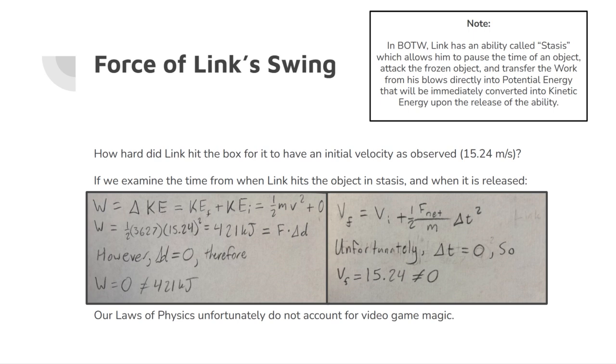So to find how hard Link hit the box, or how hard Link swings the Master Sword, we can examine the time from when Link hits the object in stasis to when it's released in two separate ways, which I have done, and neither of them gives us a clear answer due to the fact that this magical ability does not allow the passage of time and therefore does not allow displacement as well. So unfortunately, our laws of physics do not count for this video game magic.